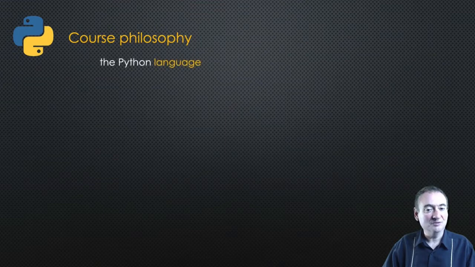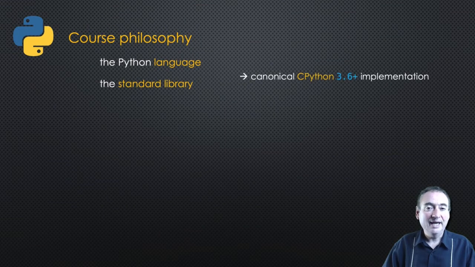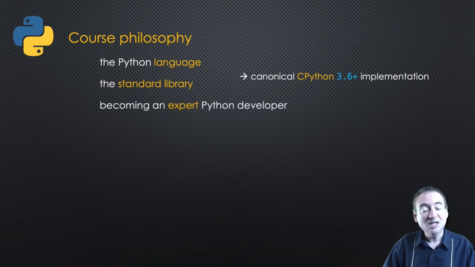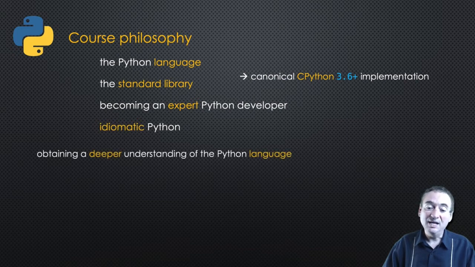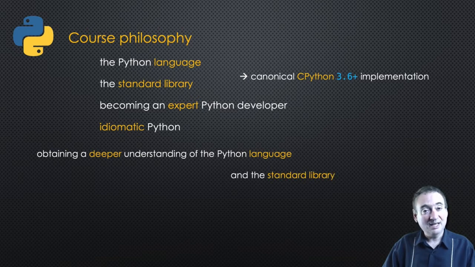So what is this course about? Well, just some course philosophy. This course is about the Python language and the standard library, and in particular, of course, I'm referring to the canonical CPython implementation, and I'll be using and expecting version 3.6 or above. This is about becoming an expert Python developer and learning idiomatic Python. It's about obtaining a deeper understanding of the Python language, as well as the standard library.